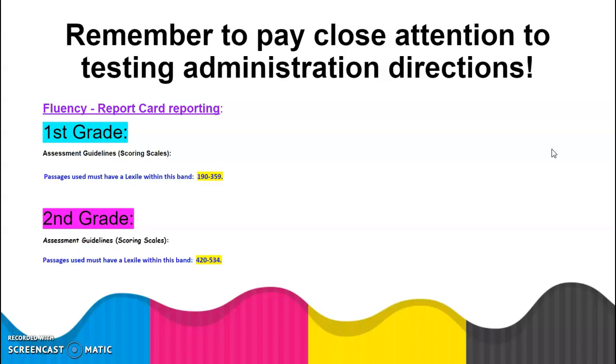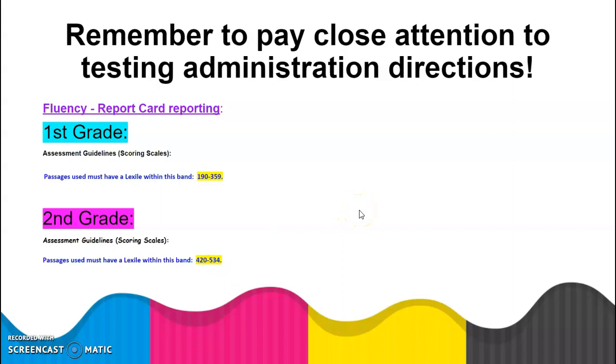Remember to pay close attention to the fluency guidelines on the scoring scales. Again, there's not a change with the fluency Lexile expectations. This is just simply a reminder. You can certainly, many times prior to the end of the second weeks when this skill is being reported, use whatever fluency Lexile level you wish leading up to this time. But anything that's reported on the report card, that fluency score must be from passages within the provided Lexile range.